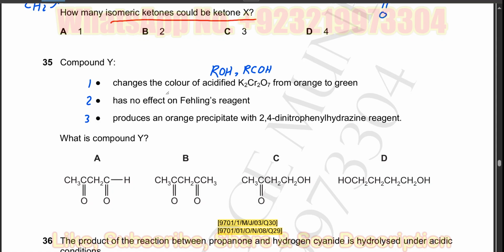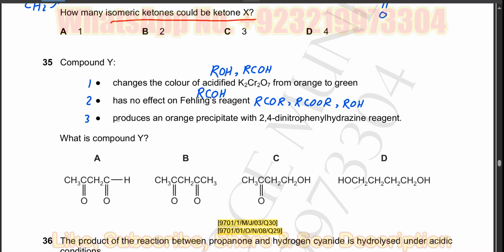Now about the second point. The second point means it has no effect on the Fehling's reagent. You should remember that Fehling's reagent can only be given by the aldehyde. In other words, I can say that the compound which cannot give me this test is the ketone, RCOR. It can be the carboxylic acid or ester, and it can also be the alcohol. These compounds cannot give me this test.